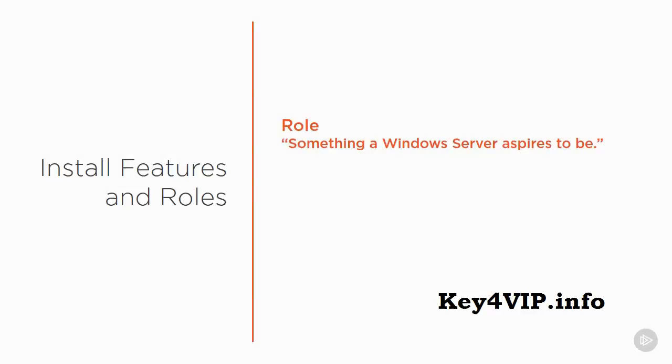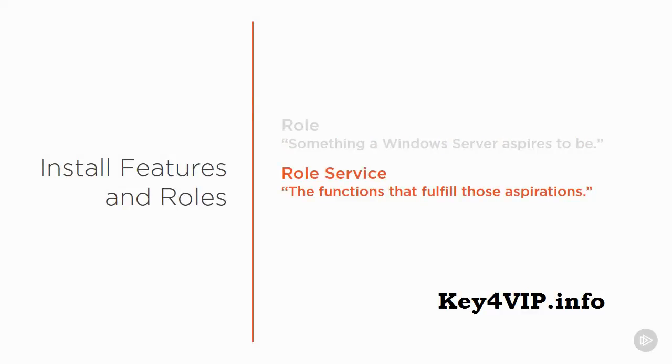Inside those roles are a series of functions that facilitate the actual activities of the role itself. These individual functions are what we term role services. As you'll see when you go through the installation of each individual role, each role can have 0 to many different role services that fulfill its aspirations. So when you check the box to assign a role to a server, you then have the ability to determine which role services within that role you want to enable as well.